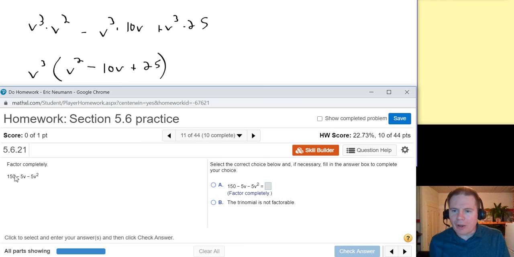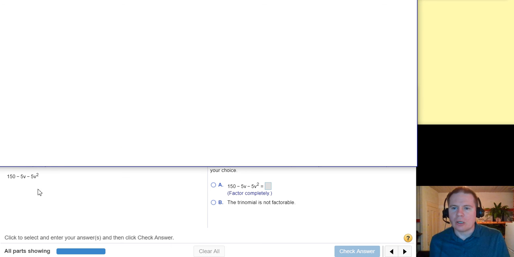Alright, here we go. We have a positive term first, and these other two are negative. So that might explain why they wrote it in that order. But it's pretty common to start with our highest degree, right? Signs aside, we want our leading term to lead. So I'm going to rewrite this with the negative 5v squared first, then my v term, then my 150, which is positive. And now I can factor out the common factor of 5, but because this leading coefficient is negative, I'm going to factor out a negative 5.